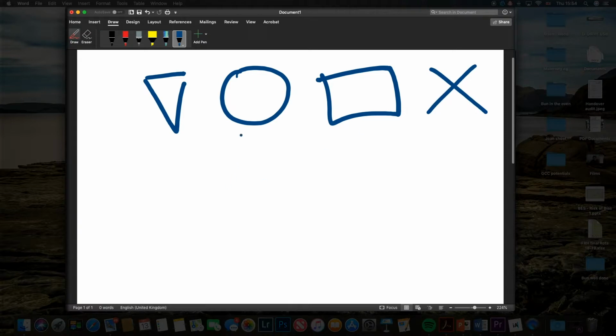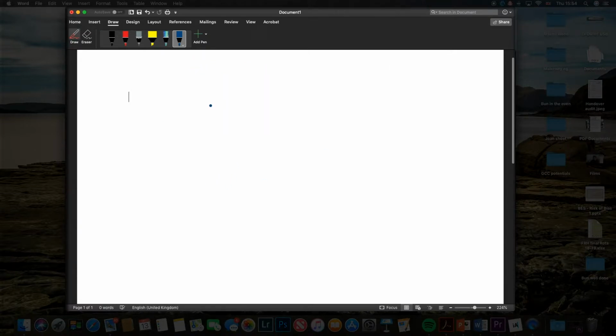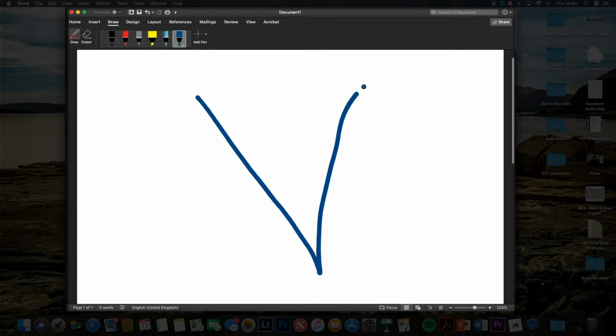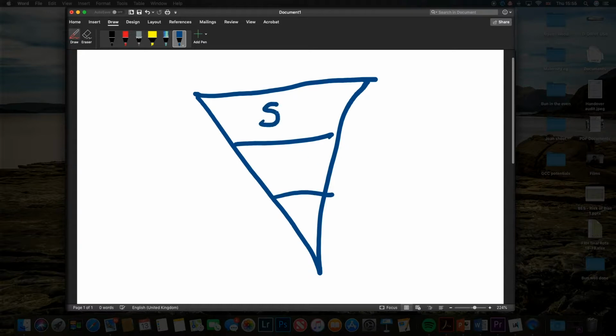And some of you might recognize those from a PlayStation controller, but essentially, the triangle is used to represent the population, and sometimes I divide that into three. So you have the screened population, the included population, and the assessed population.